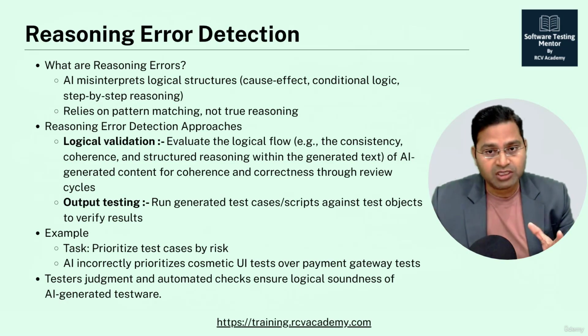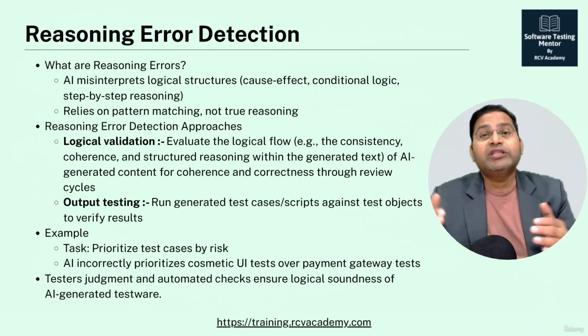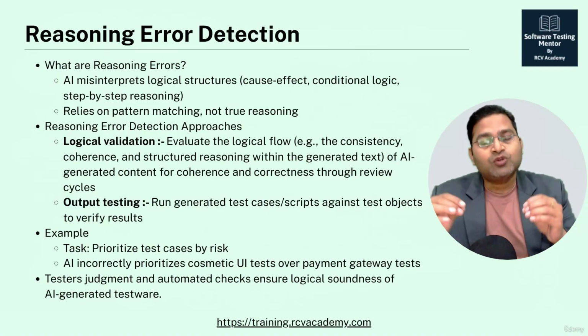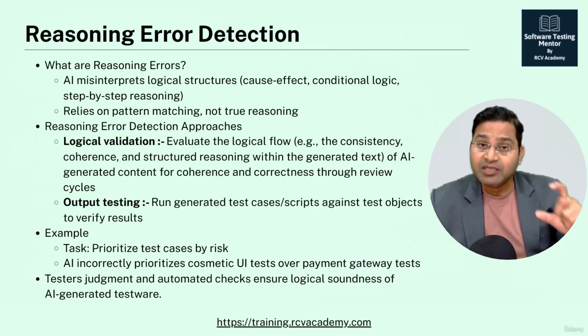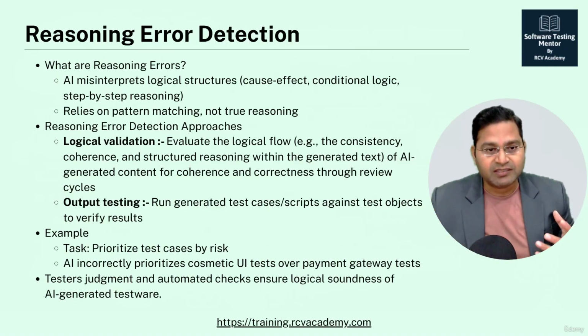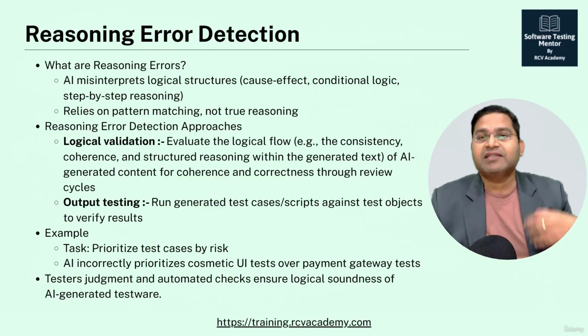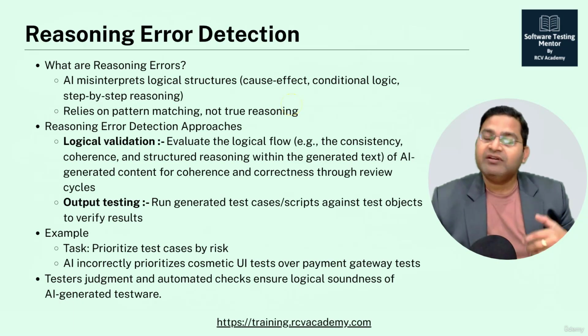You evaluate the logical flow, that is the consistency, coherence and structural reasoning within the AI generated content, and see that it is coherent, consistent and correct through a review cycle. So you see whether whatever has been generated actually makes sense. That's logical validation. The second thing is output testing. You run generated test cases and scripts against test objects to verify the results. So that's another way to detect the reasoning error.